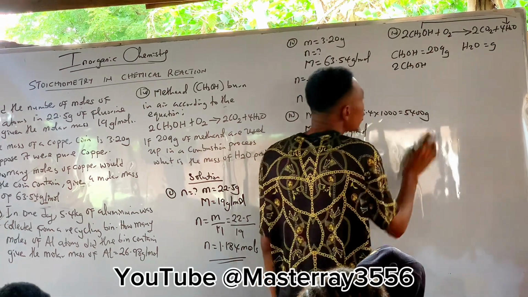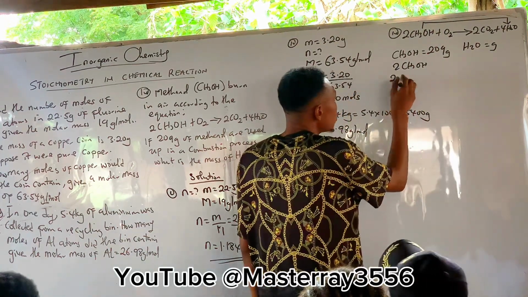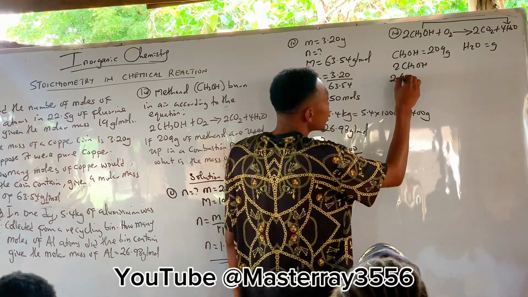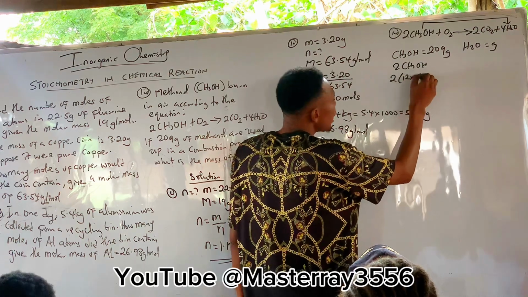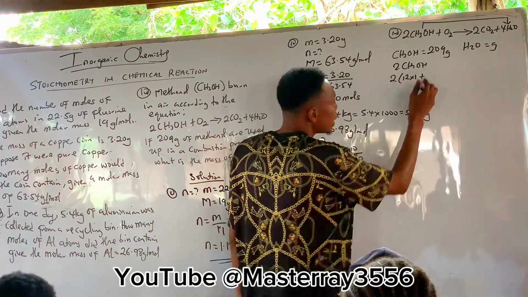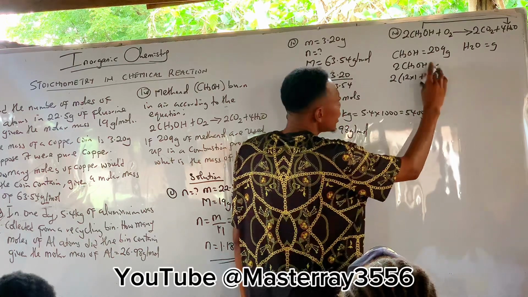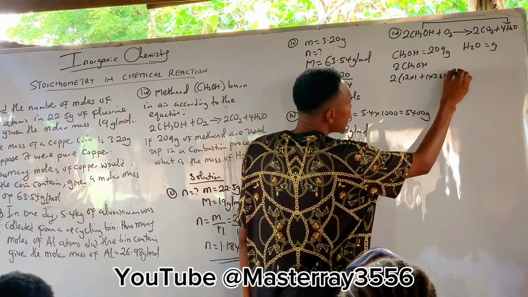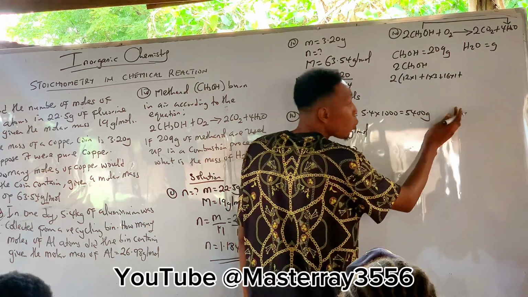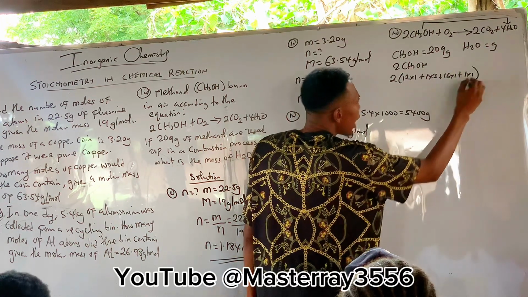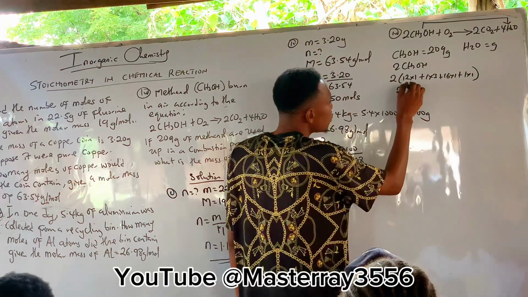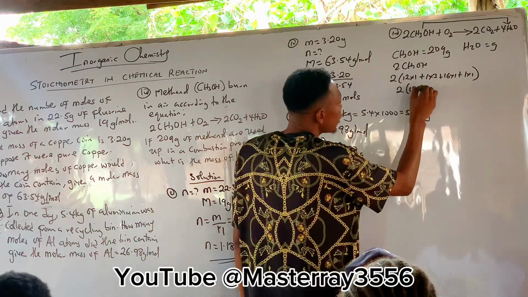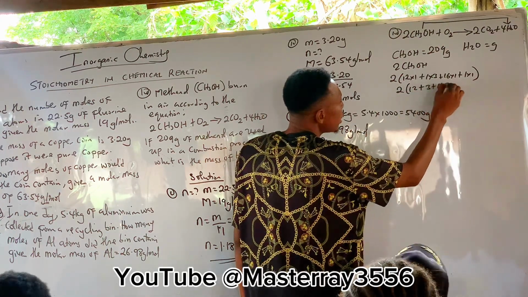2CH3OH, is it not? To look for the molar mass, it becomes 2 brackets. Please pay attention. Carbon is 12, so this is 12 times 1, then plus hydrogen is 1, that is 1 times 3, then plus oxygen is 16, we have 16 times 1, then plus hydrogen is 1, we have 1 times 1. Are you following?